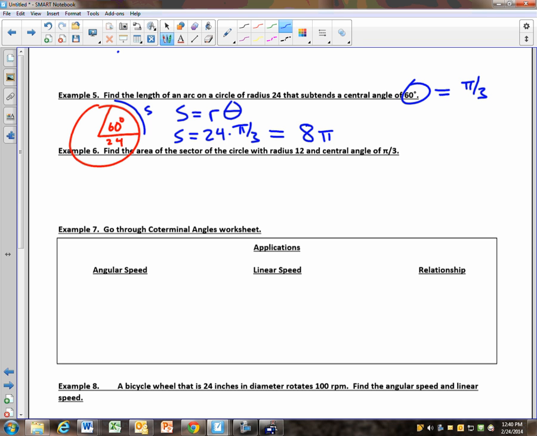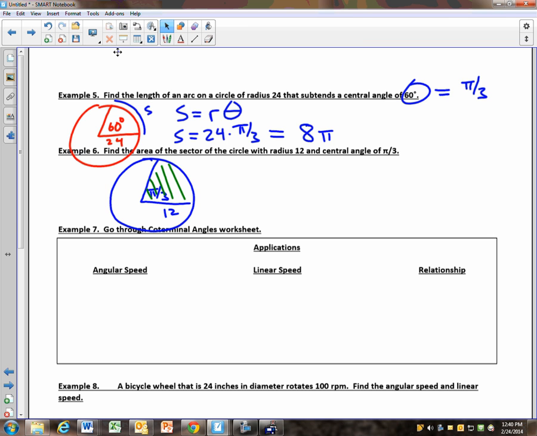Example 6, find the area of a sector of a circle with radius 12 and central angle of pi over 3. So I've got this sector, a radius of 12, an angle of pi over 3, and I'm looking for the area of that sector. What's my formula for the area of the sector? One half r squared theta. Do we know r? 12 squared is 144 times theta.